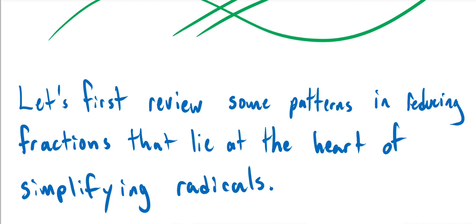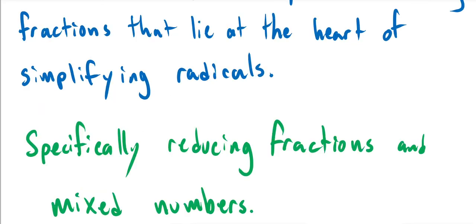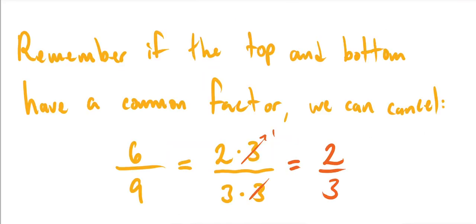So before we dive in, let's review some of the patterns in fractions that will lie at the heart of simplifying radicals. Specifically, we need to recall how we reduce fractions and how we construct mixed numbers. So remember, if the top and bottom of a fraction have a common factor, we can cancel after we factor it out and get a reduced fraction. In this case, 6/9 has a common 3 in the top and bottom, and after factoring the 6, factoring the 9, and canceling the common 3, we get 2/3.